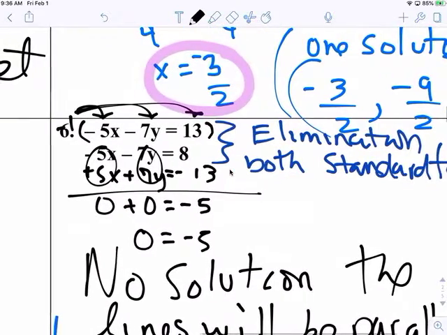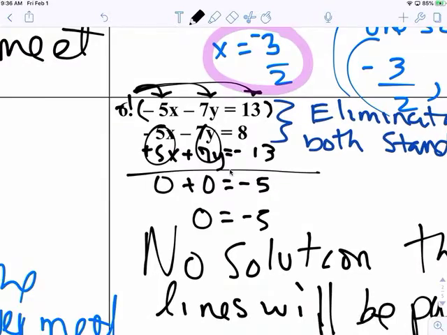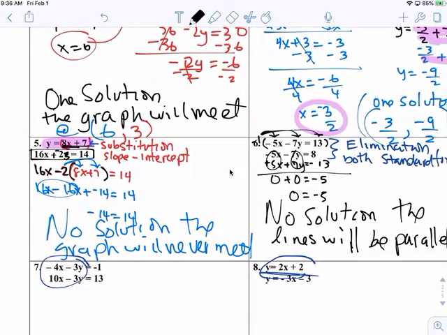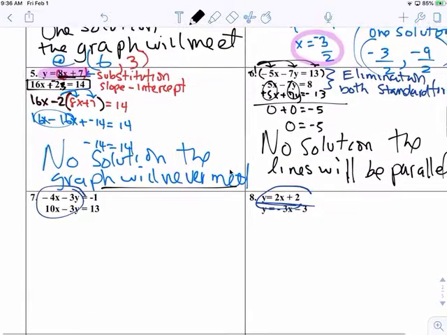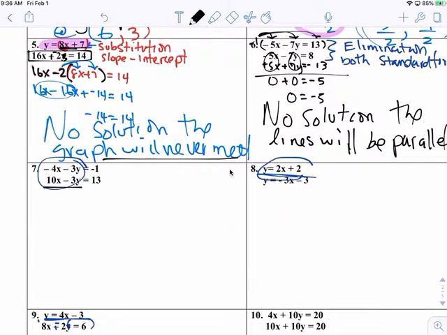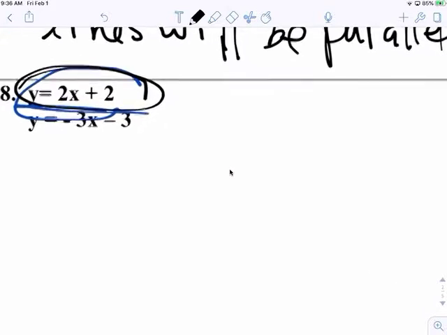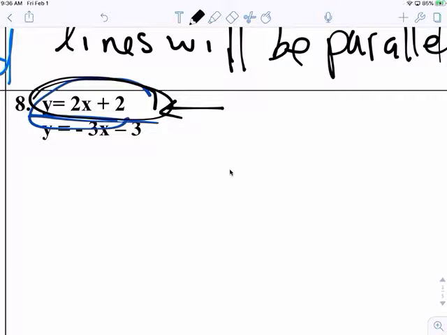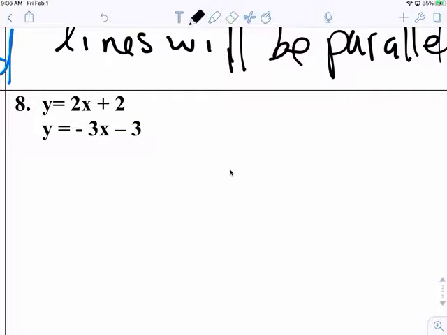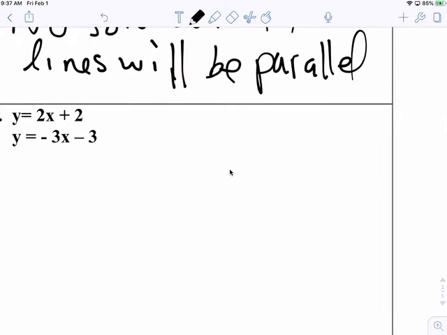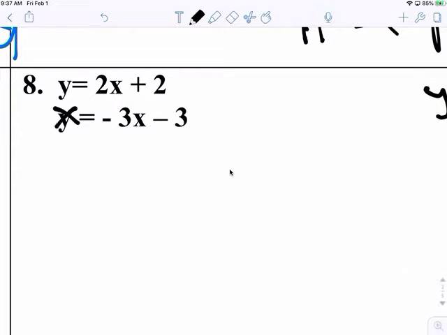Okay, you get no solution, so the lines will be parallel or the graph will never meet, whichever way. Elimination, substitution, elimination for this one because they're both in standard form. Substitution in this one because one of them is in slope-intercept. Okay, substitution is this. Let's say y equals 2x plus 2. You substitute this part in there.